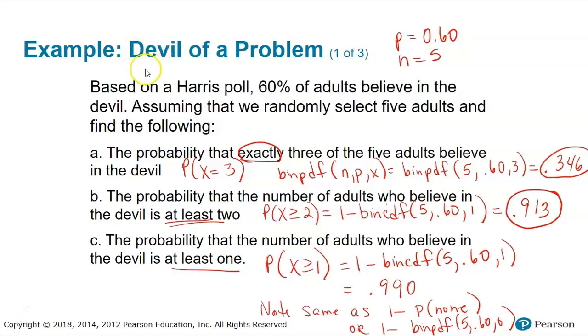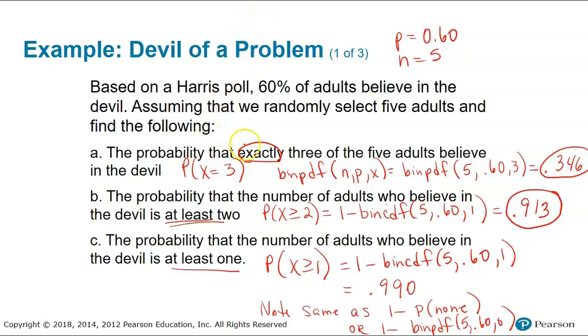Okay, on this one, based on a Harris poll, 60% of adults believe in the devil. Assume that we randomly select 5 adults and find the following. So if we look here, we're going to be talking about 5 out of all adults. So we would have a situation where we could treat it as independent even if we didn't know it was independent to begin with. We also need to have 2 categories. So our 2 categories would be that they believe in the devil or they don't believe in the devil.